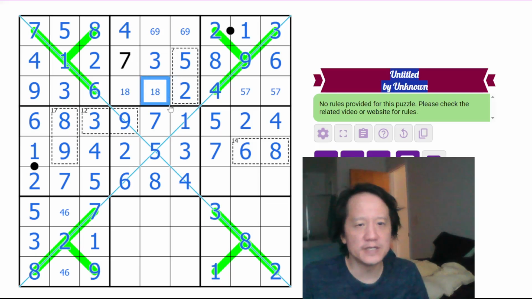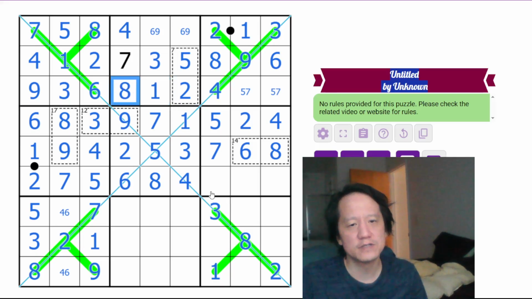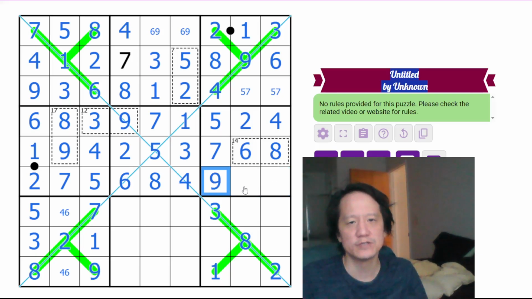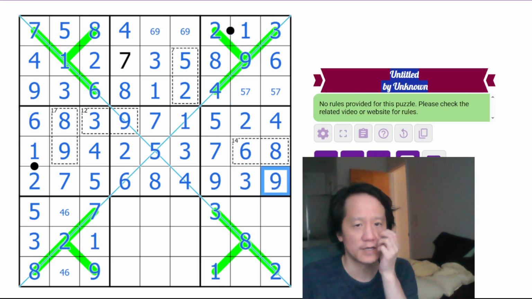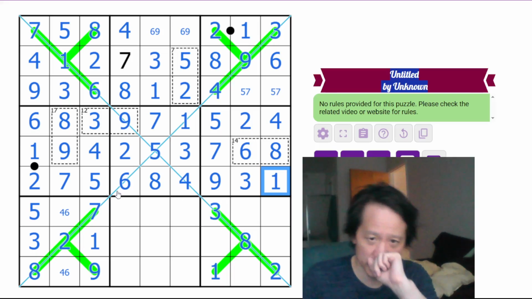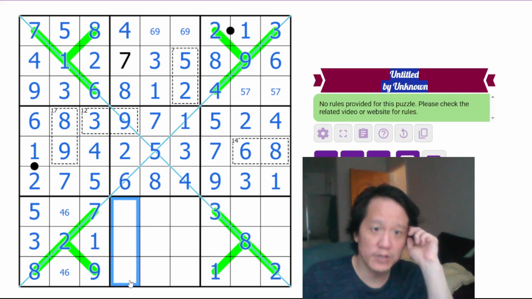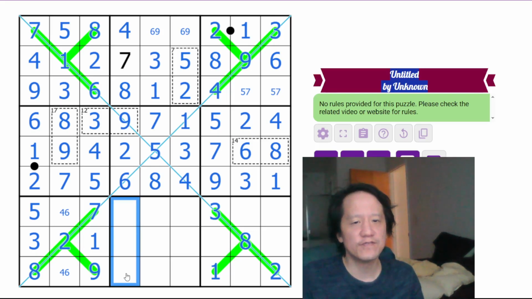The 8 eliminates 8 here, so this is 1 and 8. The rest of row 6 is 1, 3, and 9. This can't be 1 or 3, so this is 9. This can't be 1 because of the 1 in the column, so that's 3, which makes this 1. Rest of column 4 is 1, 3, and 5. This can't be 3 or 5 because of the 3, 5 in the row, so this is 1. This can't be 1 or 3, so it's 5, which makes this 3.